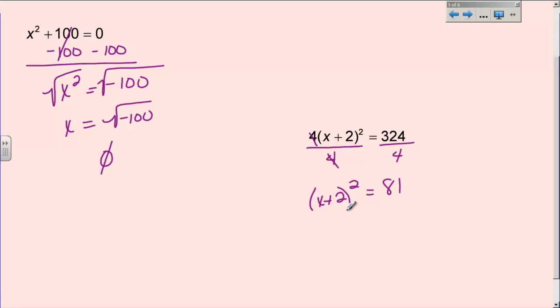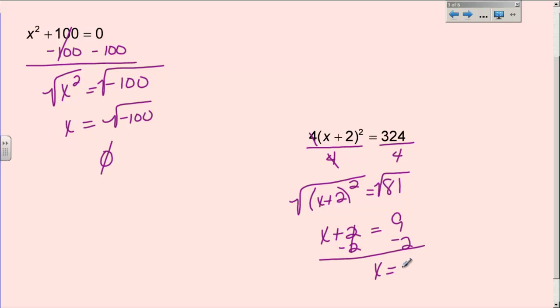Well, since this entire thing is squared, if I take the square root of this entire thing, it gets rid of the squared. But if I do something to one side, I got to do it to the other. So taking the square root of this gets rid of the squared, so this just becomes x plus 2. And the square root of 81 is 9. Well, now if I want to get x by itself, I just have to subtract 2 from both sides, because we all know how to solve an equation.